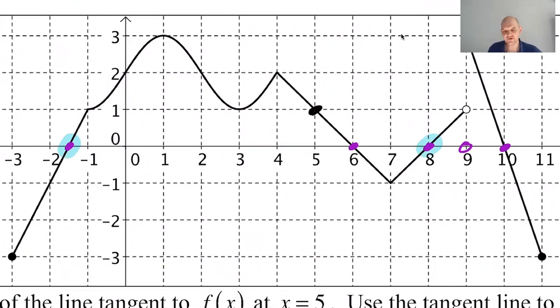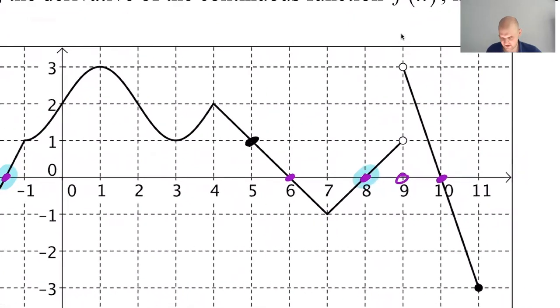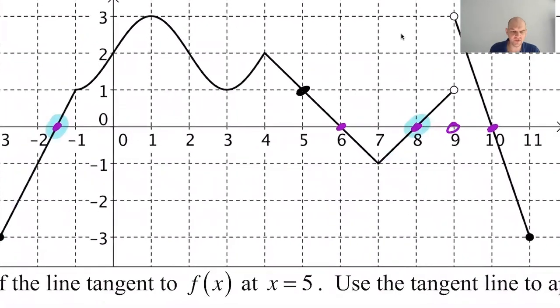Okay, so at x equals 9, there's a critical point because f prime doesn't exist, but f prime doesn't change sign, right? F prime goes positive to positive, so there's not actually a maximum or a minimum there. There's just a critical point. So we identified it as a critical point. We're just not going to really address it. So the relative minimums are occurring at negative 1.5 and at 8.